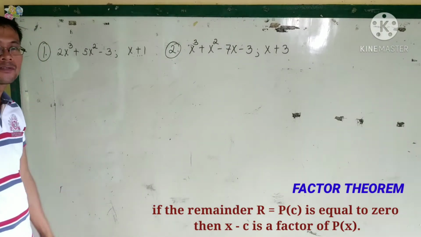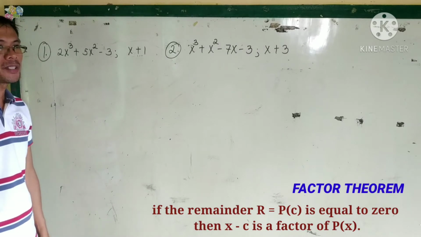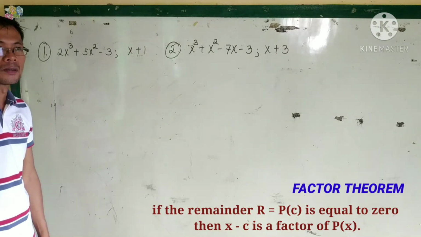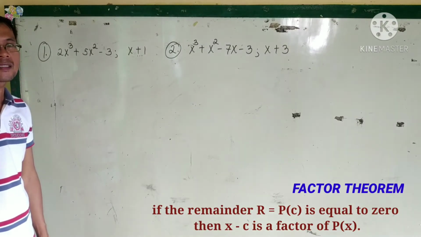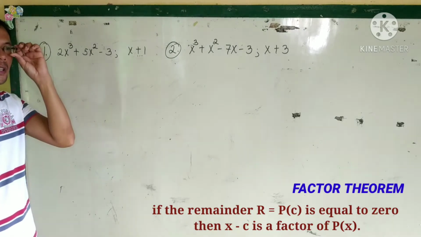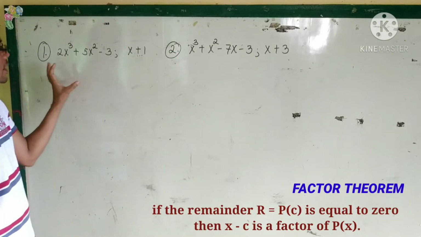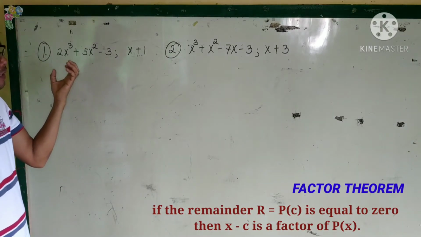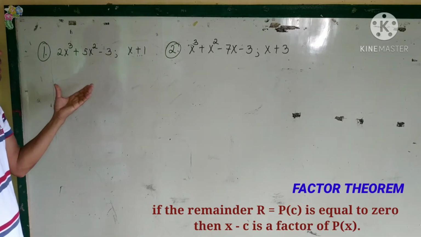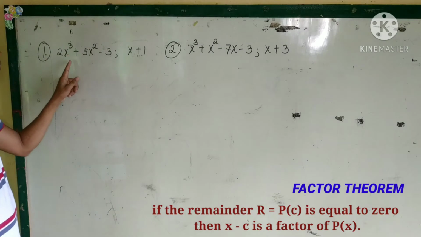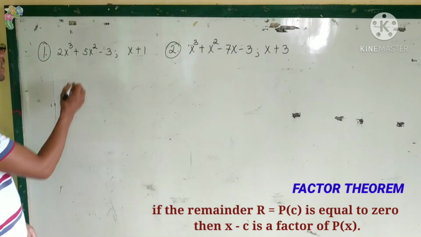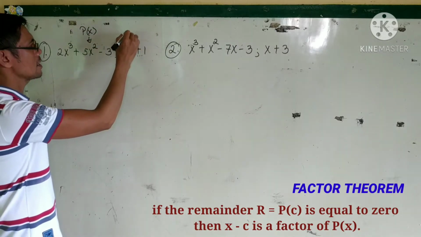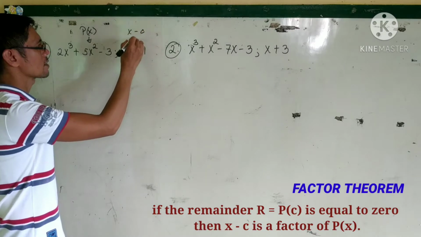When we speak of factor theorem, it states that if the remainder is equal to 0, then x minus c is a factor of the given p of x. So here, let us try to consider this one. We are going to show that x plus 1 is a factor of the given p of x. So this is our p of x, and this is our x minus c.